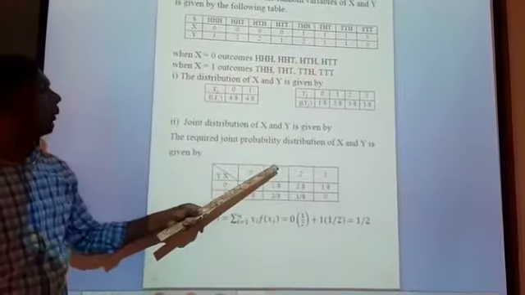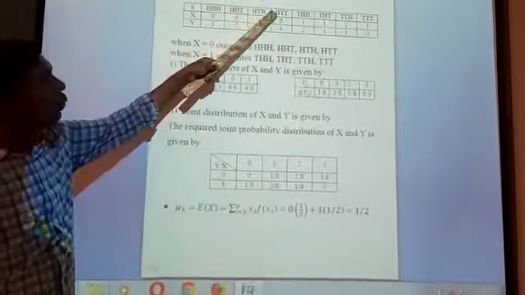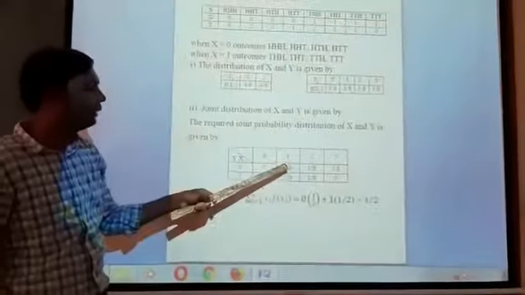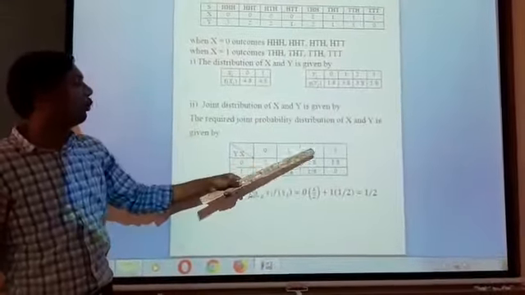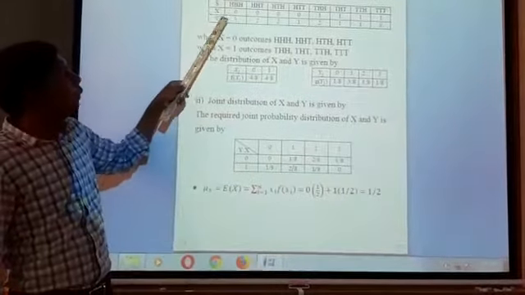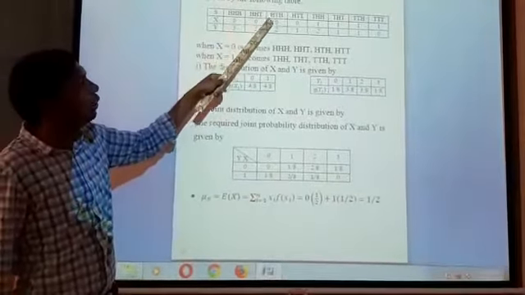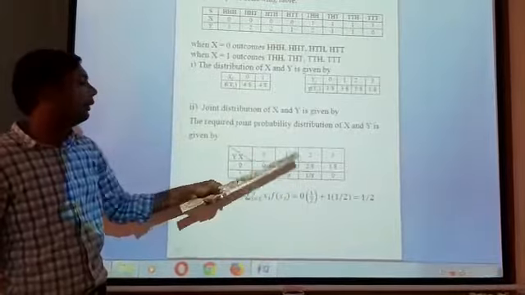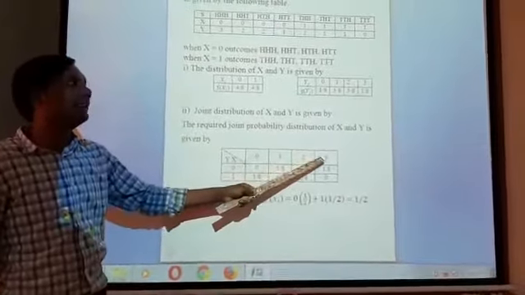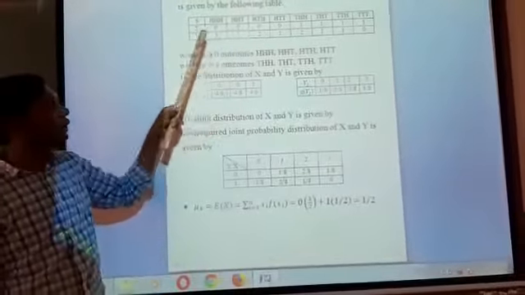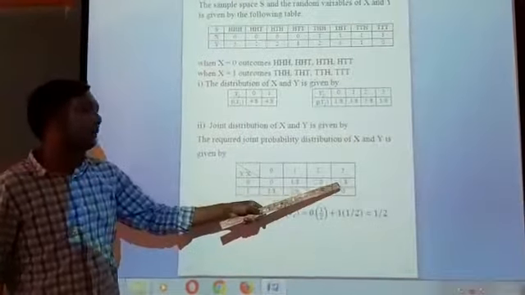X is 0, y is 1. Only one possibility out of 8, so that is 1 by 8. X is 0, y is 2. There are two possibilities, 2 by 8. So x is 0, y is 3. Check the possibility in this. There is only one possibility, 1 by 8.